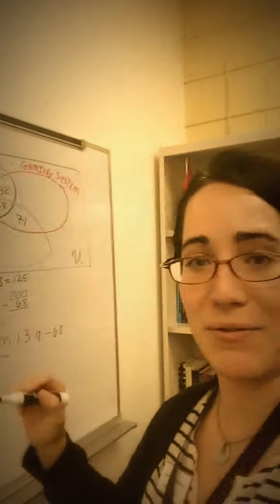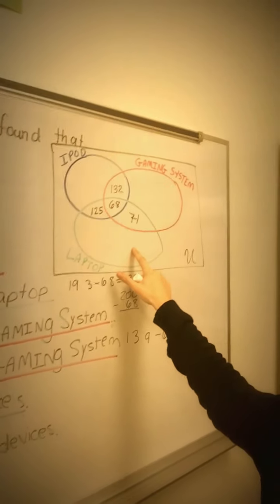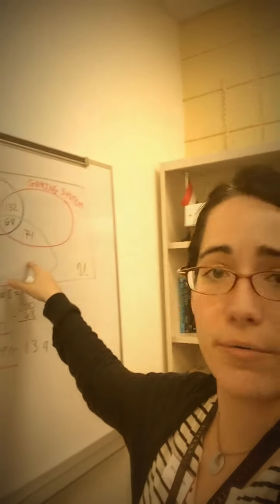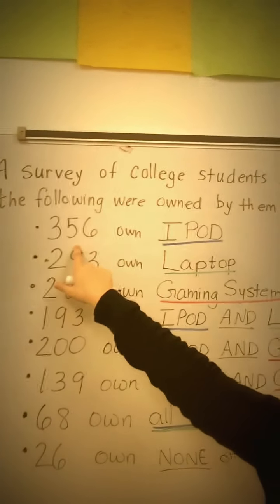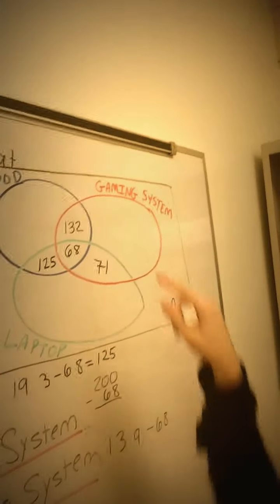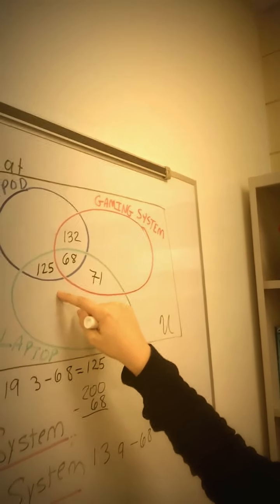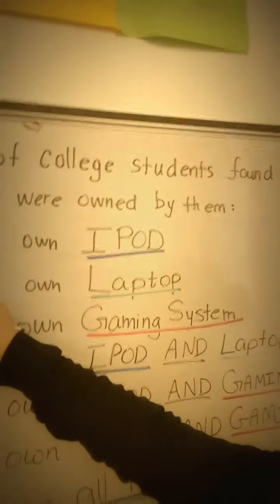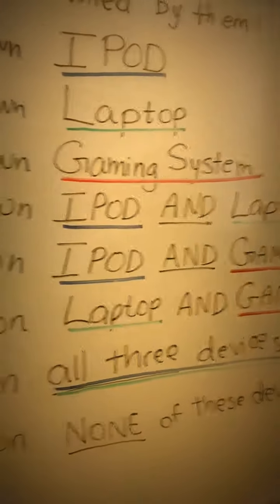So now the question remains, what about the iPod region, the gaming system region, and the laptop region? We know there were a total of 356 college students who said they owned an iPod, and we've already accounted for 132, 68, and 125. If we add those numbers together and subtract from our total of 356, we get our final answer here of 31.